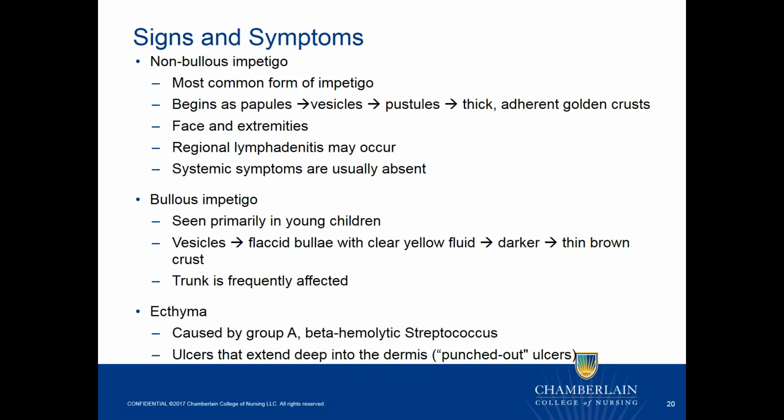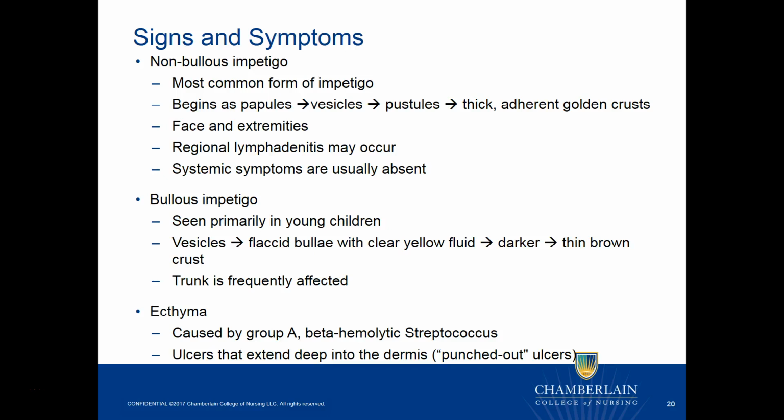Ecthyma is caused by group A beta-hemolytic streptococcus, or Streptococcus pyogenes. This consists of an ulcerative form in which the lesion extends through the epidermis and deep into the dermis. Ecthyma resembles punched-out ulcers covered with yellow crust surrounded by raised violaceous margins.